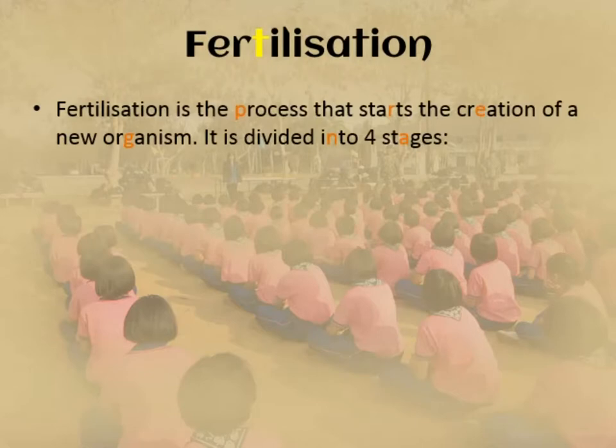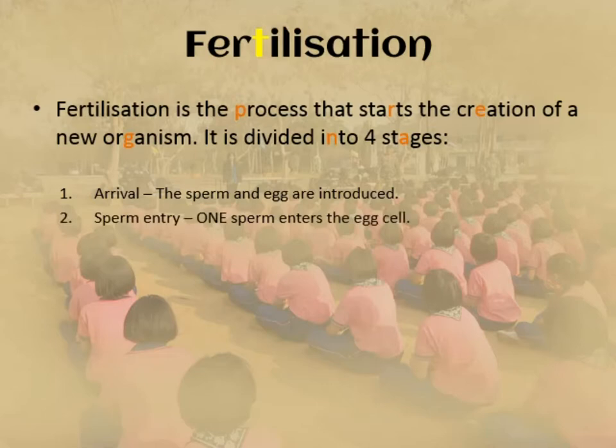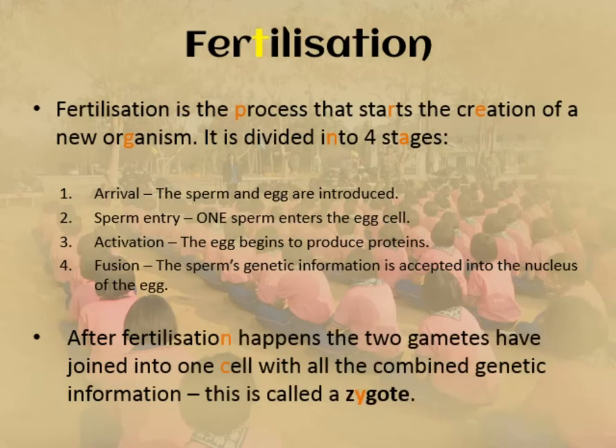So what is fertilization? Well, fertilization is a process that creates a new organism. And there are four basic stages. Arrival, when the sperm and the egg are introduced. Entry, when the sperm enters the egg cell, and this prevents other sperm from entering. And that is part of the activation, when the egg begins to produce proteins that will start the creation of a new organism. And then finally, fusion, when the genetic information from the egg and the sperm combine in the nucleus of the egg. And so after fertilization happens, the two gametes have joined into one cell. And this one cell with the combined genetic information of two gametes is called a zygote.